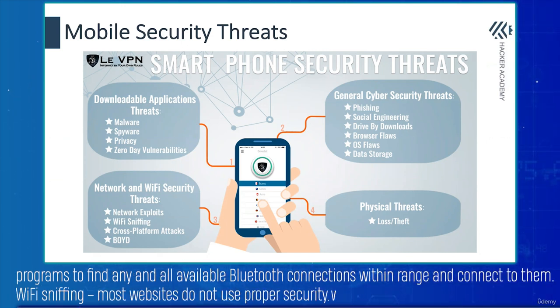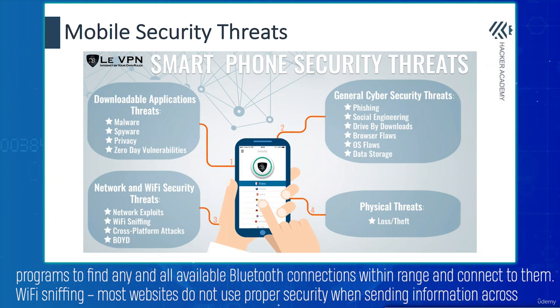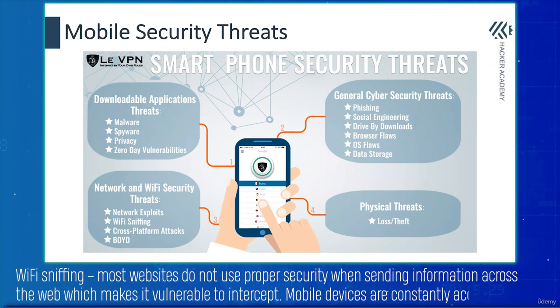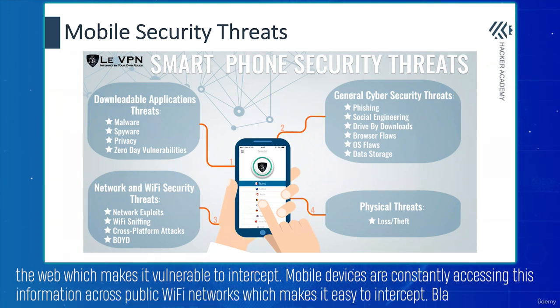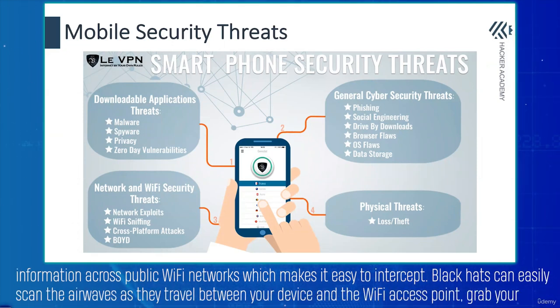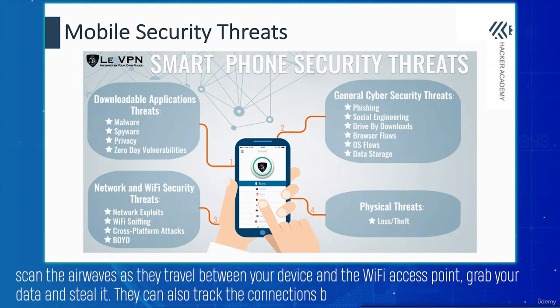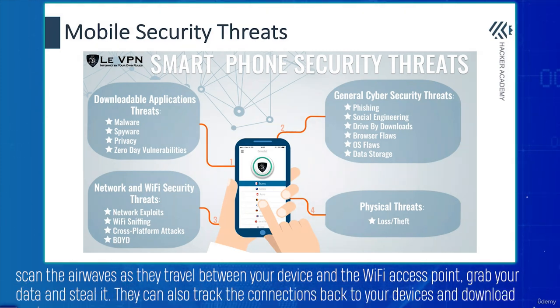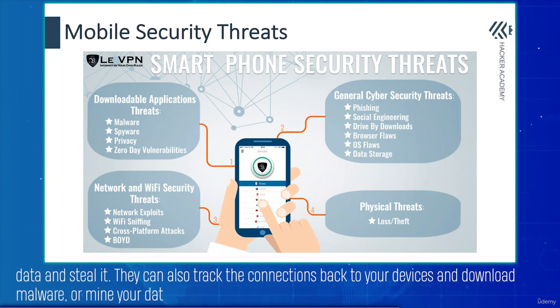Wi-Fi sniffing. Most websites do not use proper security when sending information across the web, which makes it vulnerable to be intercepted. Mobile devices are constantly accessing this information across public Wi-Fi networks, which makes it easy to intercept. Black hats can easily scan the airwaves as they travel between your device and the Wi-Fi access point, grab your data, and steal it. They can also track the connections back to your devices and download malware or mine your data.